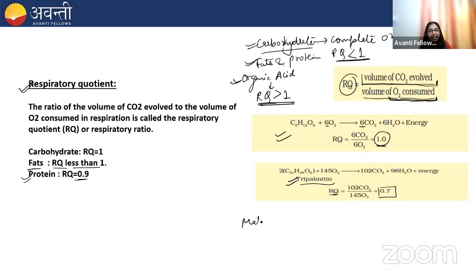Organic acids like malic acid, oxalic acid. Malic acid has an RQ of 1.33. Why do they have more? Because they themselves have maximum oxygen. So they require very little oxygen for oxidation. That is why, if the denominator is oxygen and the oxygen is less, then the RQ value will be more. An organic acid requires very little oxygen because it itself has more oxygen.